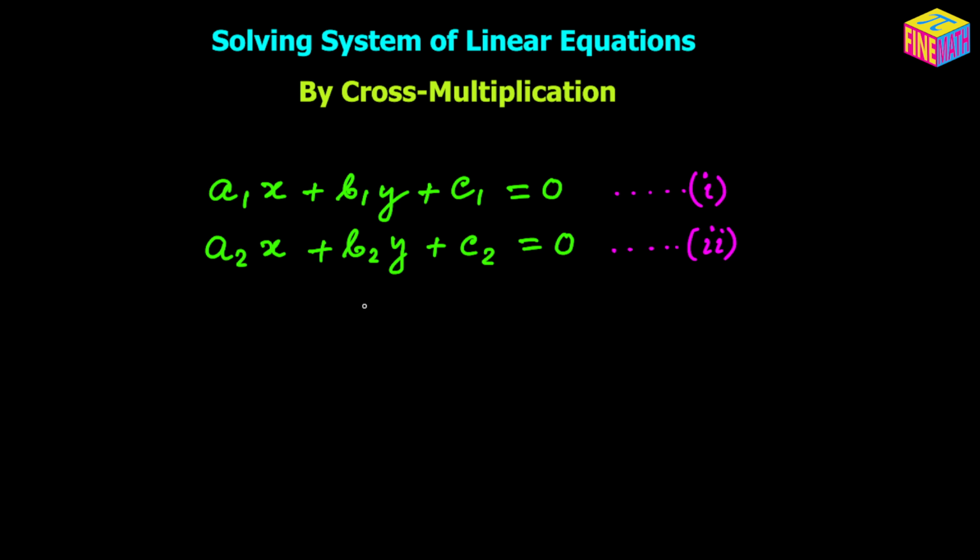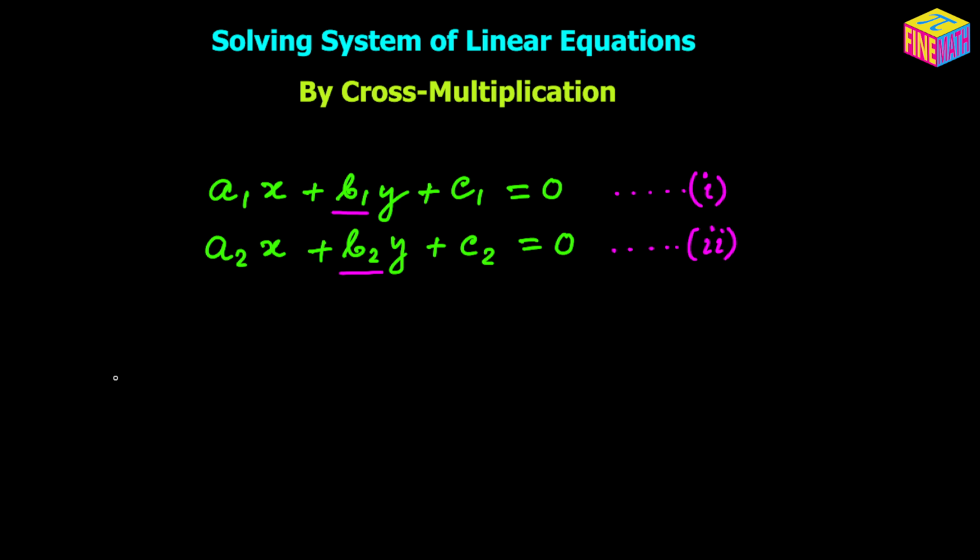To eliminate y, somehow we have to make the coefficient of y the same, but here you see the coefficient of y is different. In the first equation the coefficient is b sub 1, in the second equation it is b sub 2. So to make them equal, we can multiply the first equation by b sub 2 and the second equation by b sub 1, then we will have the coefficient of y as b sub 1 b sub 2, right? Let's see how that looks.